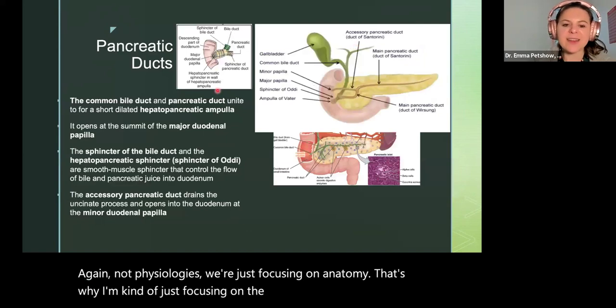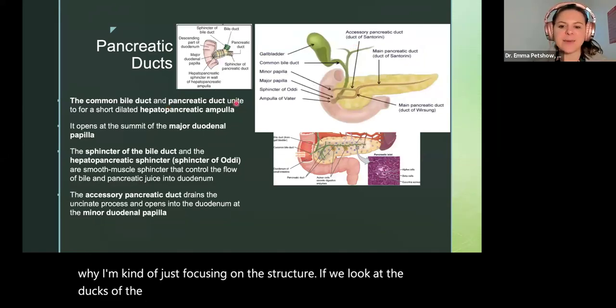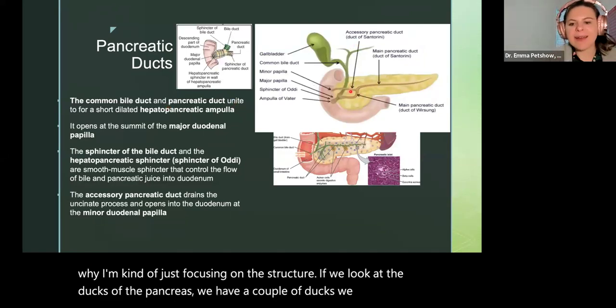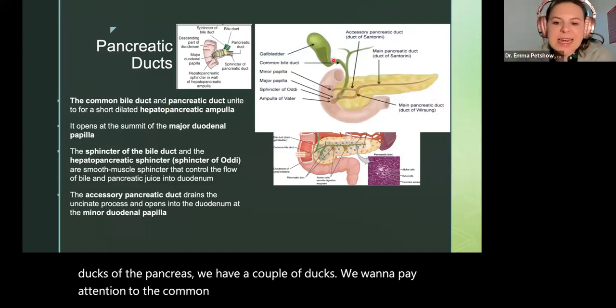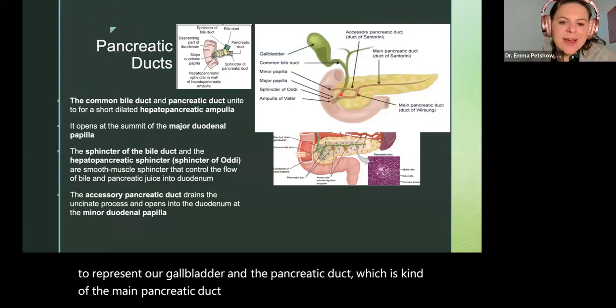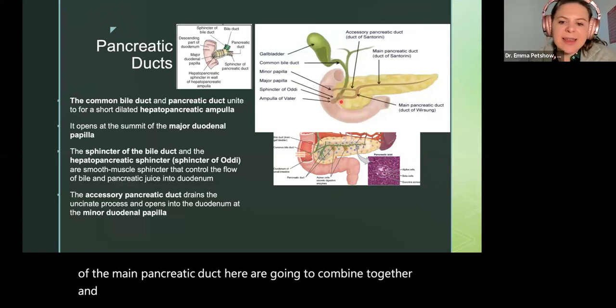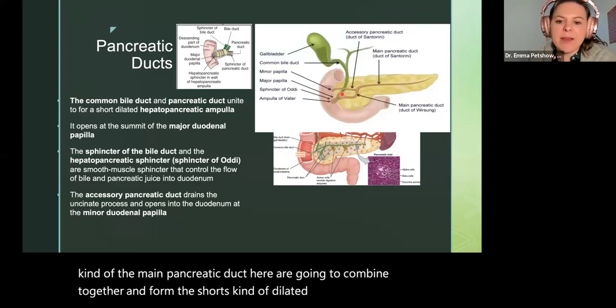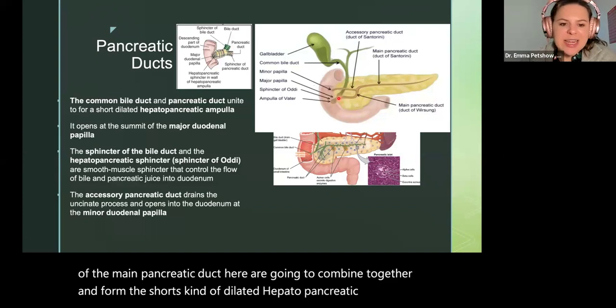If we look at the ducts of the pancreas, we have a couple of ducts we want to pay attention to. The common bile duct, which is located here in green to represent our gallbladder, and the pancreatic duct, which is the main pancreatic duct here, are going to combine together and form this short, dilated hepatopancreatic ampulla, which is their combination here.